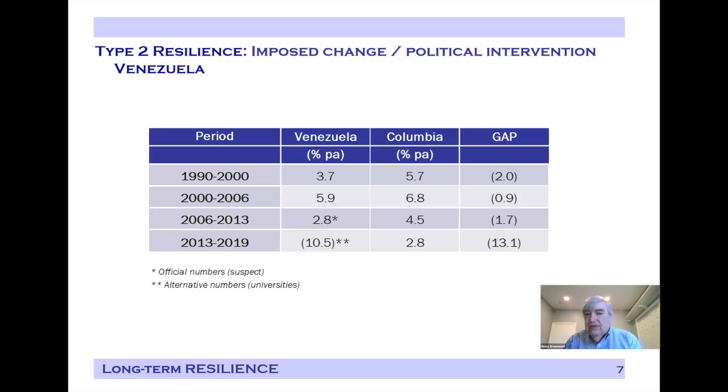The official numbers are that the growth rate was still positive at 2.8%, but now it's significantly below the Colombian growth rate, and then it falls off a cliff. And the point is that this is something that takes place over a number of years. By the end of this period, there's the loss in relative GDP per capita. And again, the problem with the life expectancy numbers is the North Korea problem, that you don't really have good numbers there.